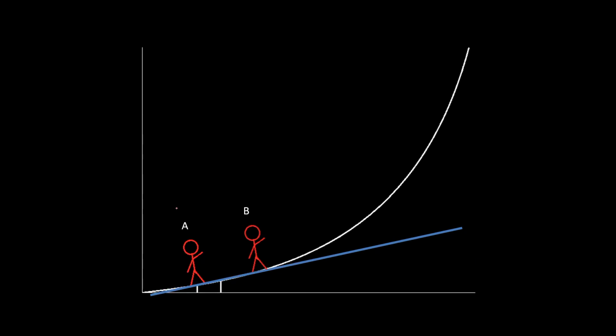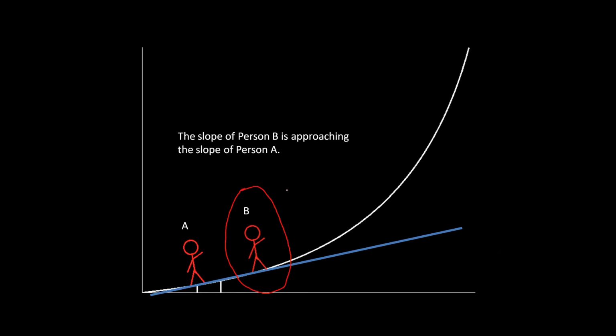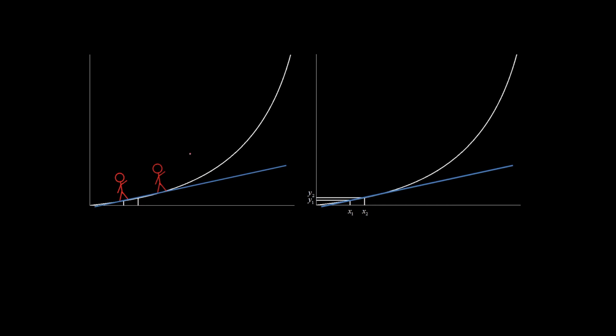And if we label these people, just call this person A and person B, the process that's happening here is that the slope of person B is approaching the slope of person A. And this is where infinity is going to kick in, because we're going to get this forever closer, which means mathematically person B's slope will have the limit of person A's slope. So here's kind of a visual picture. Here's more of the math picture.